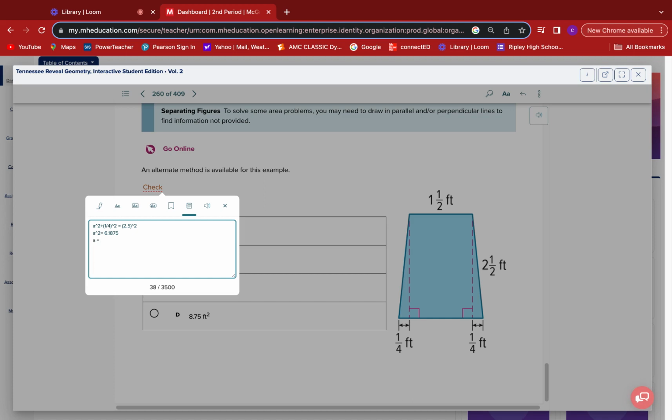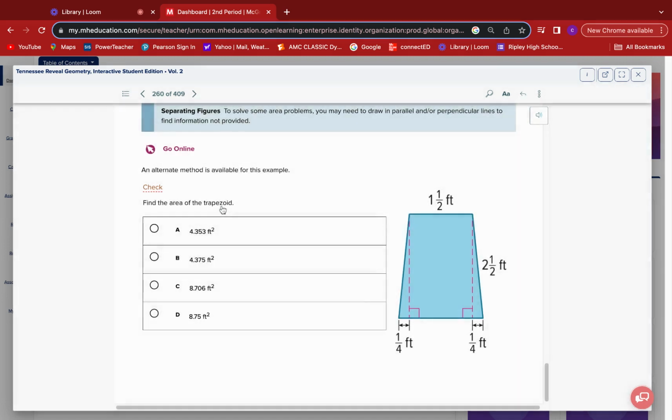Everybody, grab your calculator, square root the 6.1875, and that's going to give me my height, which is about 2.487, and so on. Now, remember, this is my height I just found. I did all of that just to find H for my formula. So now I've got everything that I need for my formula for the area of a trapezoid.